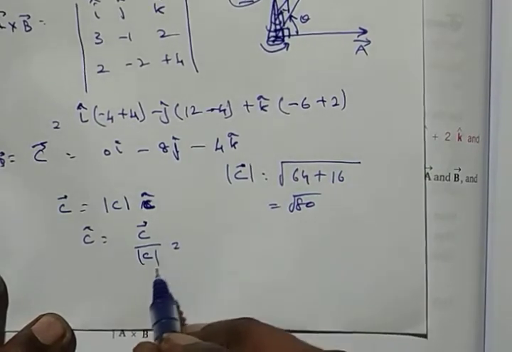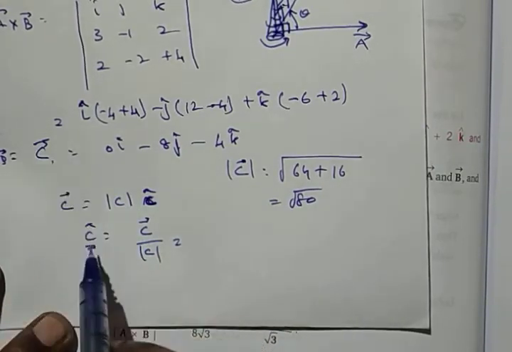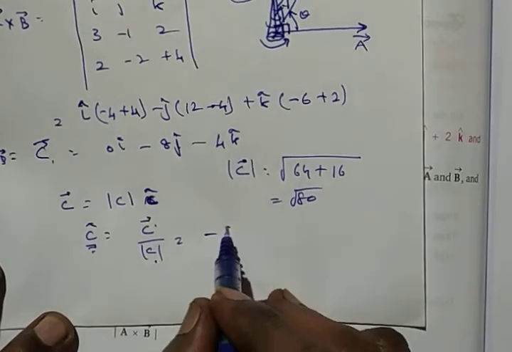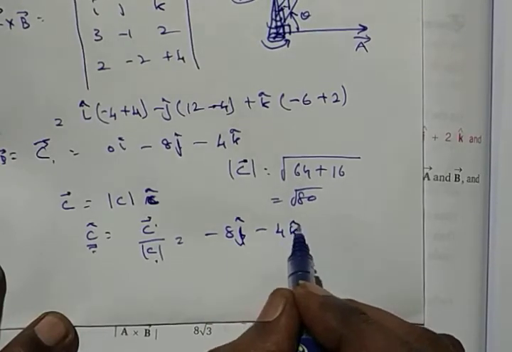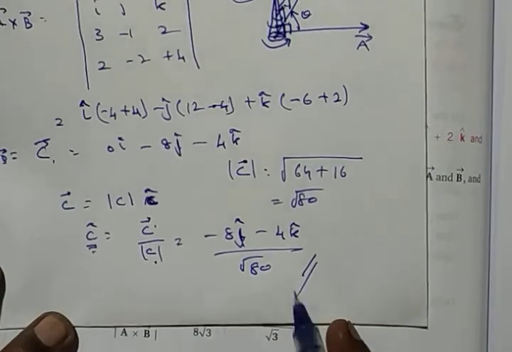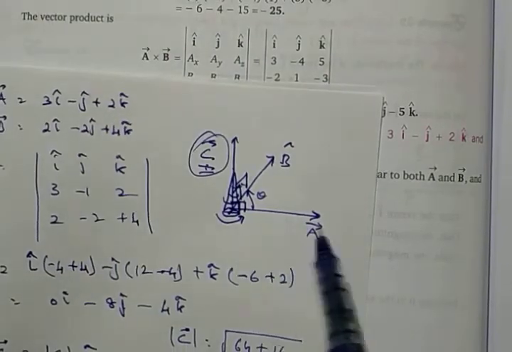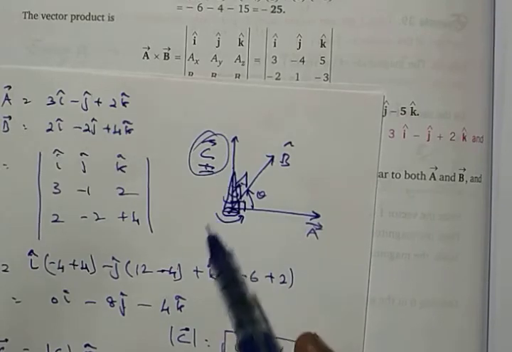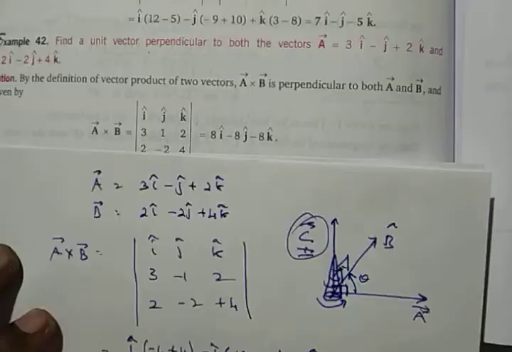So what is the unit vector of this particular vector? Unit vector is the vector divided by its magnitude. So it is 8j cap minus 4k cap divided by root 80. You get this as the answer, as a unit vector perpendicular to A and B. So if you want to find the vector perpendicular to both, you have to get A cross B and find its unit vector. So that is the value.